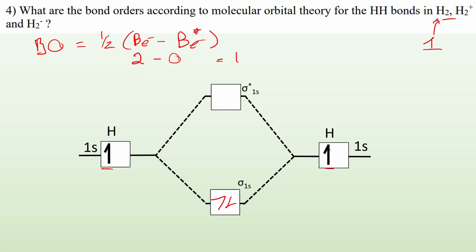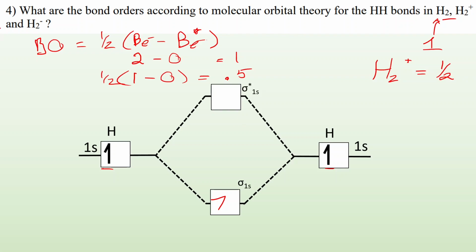If it's H2 plus, that's saying, hey, we actually have 1 less electron than we do in the H2 molecule. So let's see how this math checks out. We have 1 bonding electron, no anti-bonding electron. So half of that will give us a bond order of 0.5. So H2 plus has a bond order of 1/2 or 0.5.